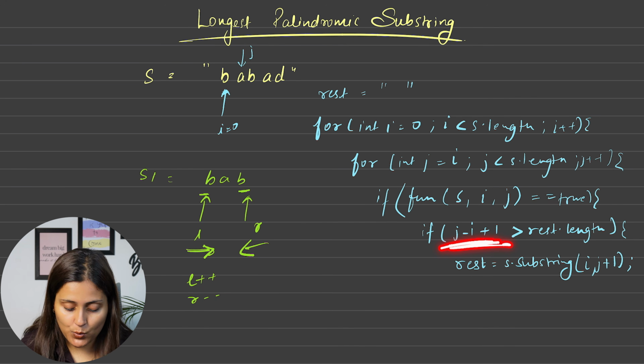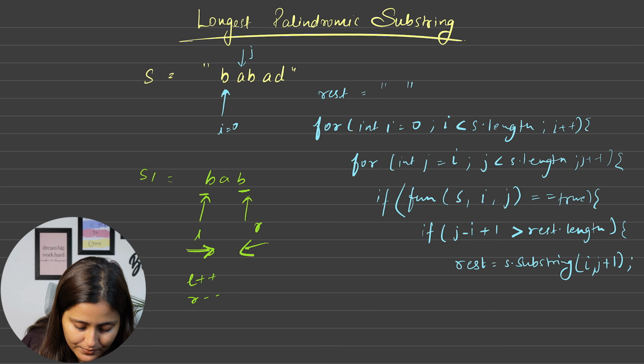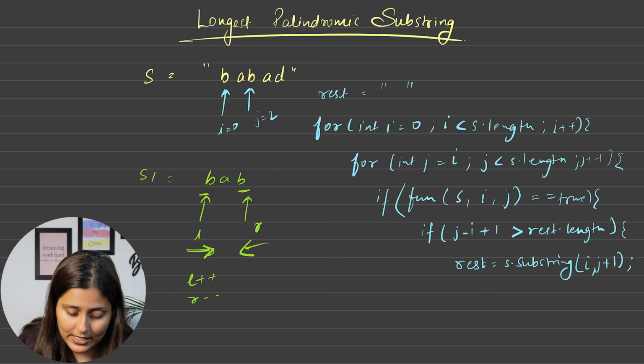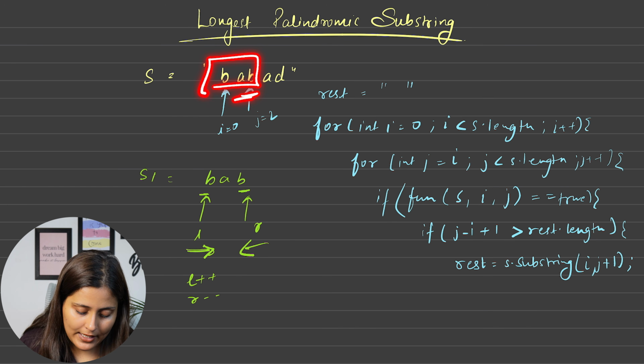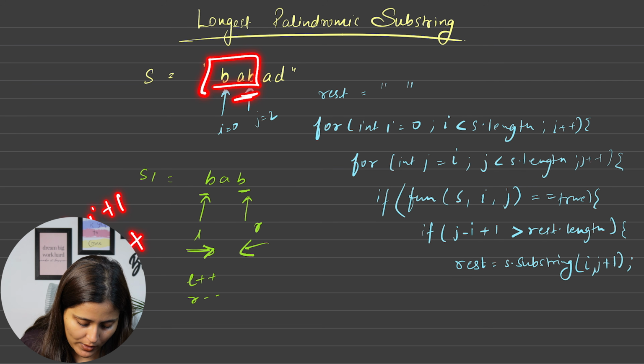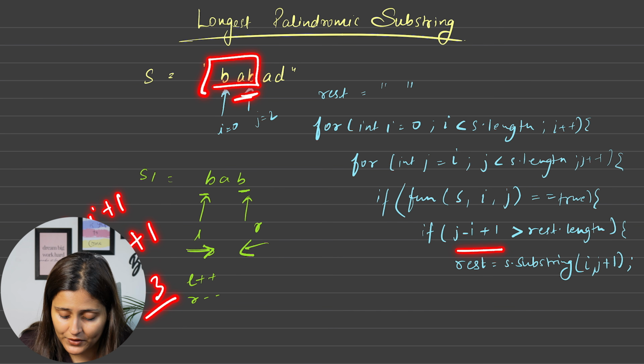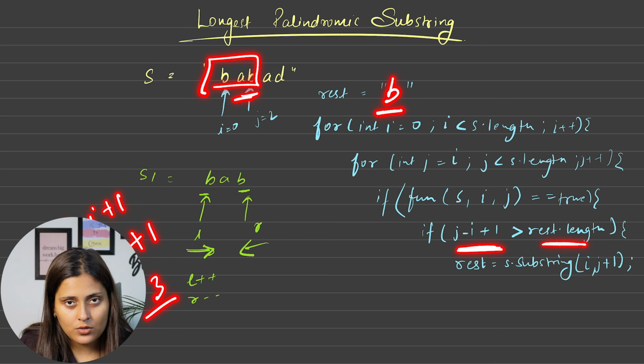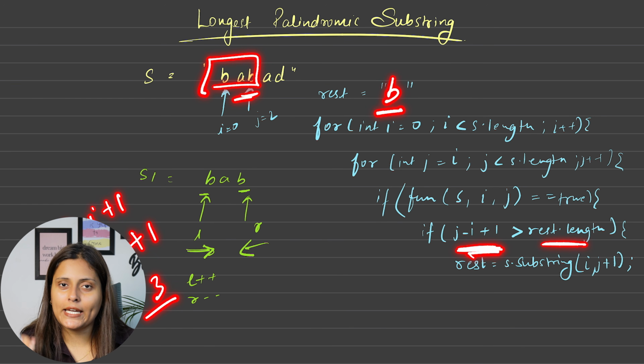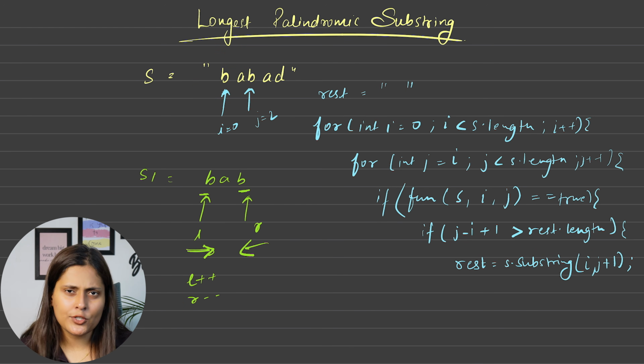Now j minus i plus 1. j is what? 2 here, correct? 2. So now what is the length of this, if it is a palindrome? Can I say j minus i plus 1, which is nothing but 2 minus 0 plus 1, which is nothing but 3. Okay, so if this length 3 is greater than the resultant length, in resultant we had B, so what is the length of this? 1. Obviously this 3 is greater, so can I say this BAB needs to be my answer?